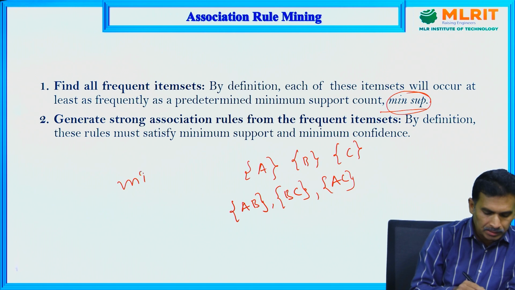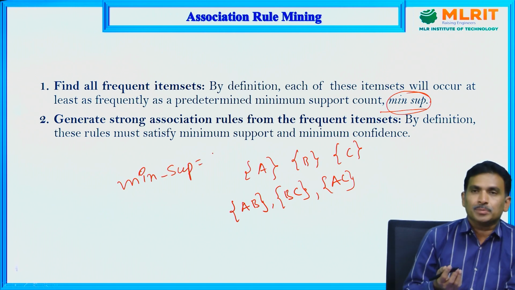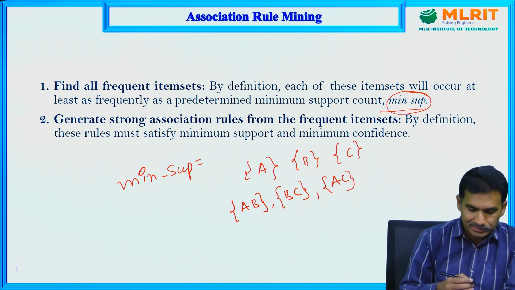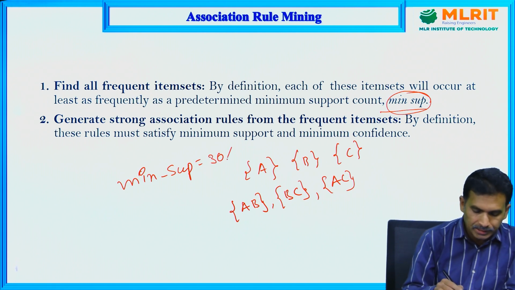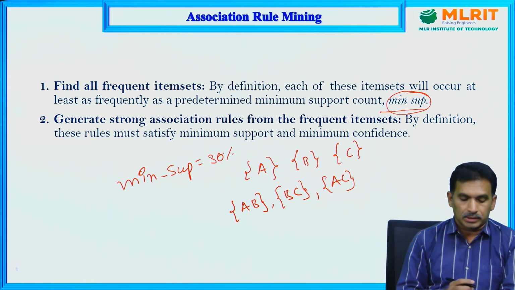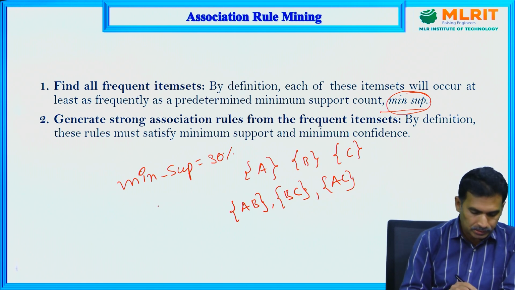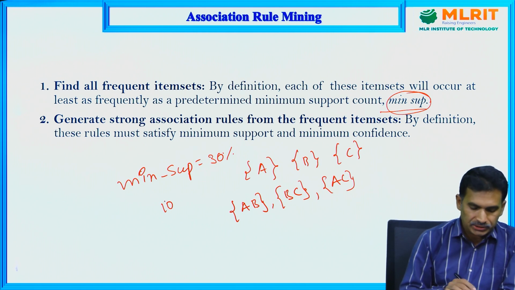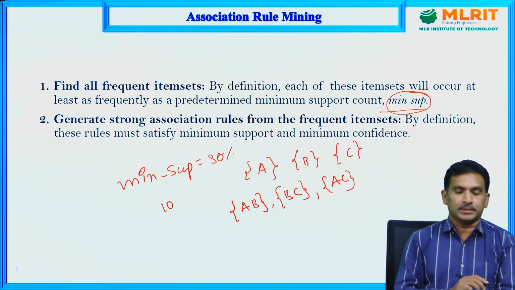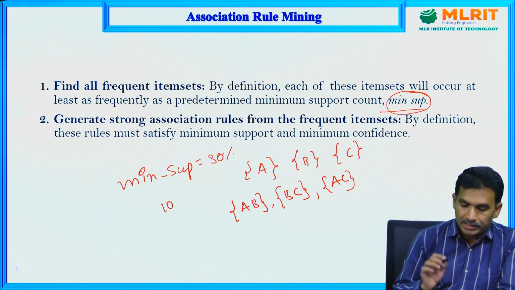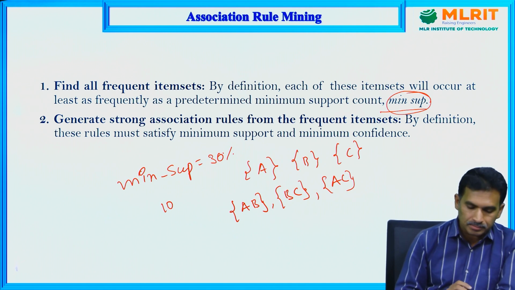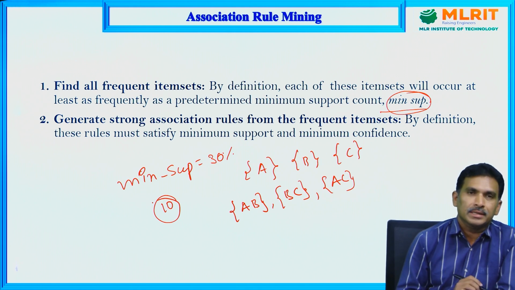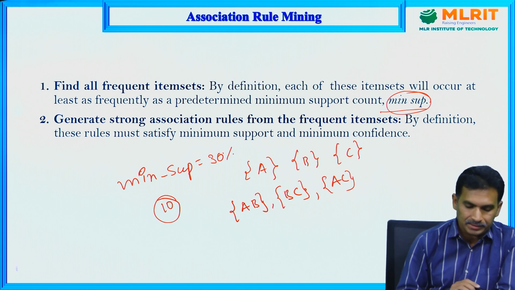So let us say minimum support equals, you could express it in terms of a count or a percentage also. Suppose 30%, or the support count like 10. So 10 transactions or 30% of transactions in the transactional database. If any item or item set appears in more than or equal to 10 transactions, then that item set is called a frequent item set.